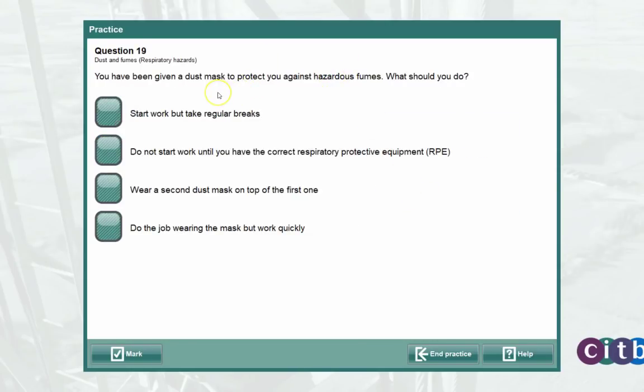You have been given a dust mask to protect you against hazardous fumes. What should you do? Start work, but take regular breaks. Do not start work until you have the correct respiratory protective equipment, RPE. Wear a second dust mask on top of the first one. Do the job wearing the mask, but work quickly.